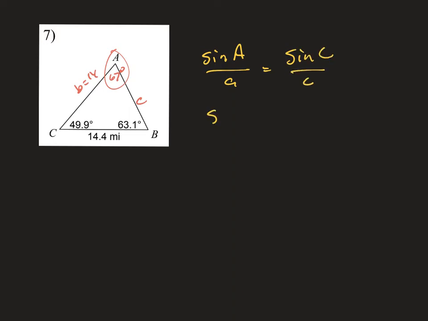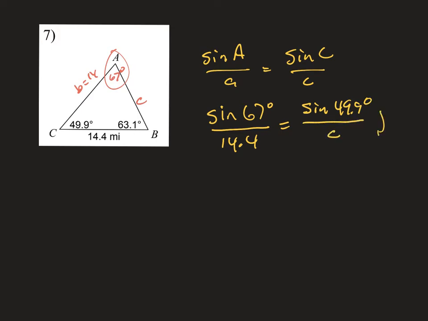Okay, we already know the sine of A is going to be the sine of 67 degrees. I know that side a is 14.4. I know that C is 49.9 degrees. Oh, that's a very bad 9 there. And I'm trying to find side c.